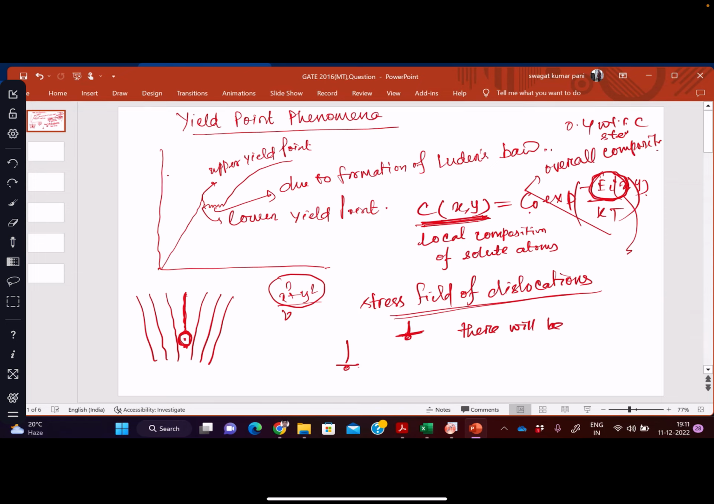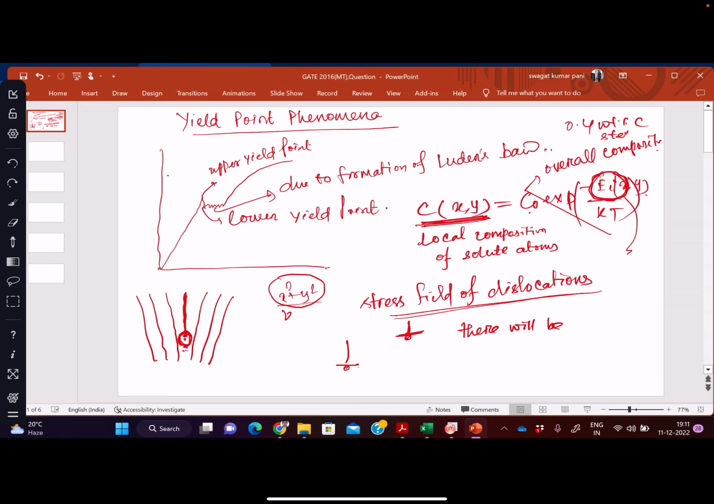Okay, this is the dislocation, this is the half plane, and from this point I'm pointing, into the plane the dislocation line is there. Are you getting it? Yes, sir. Okay, so along the dislocation line we have the segregation of solute atoms.